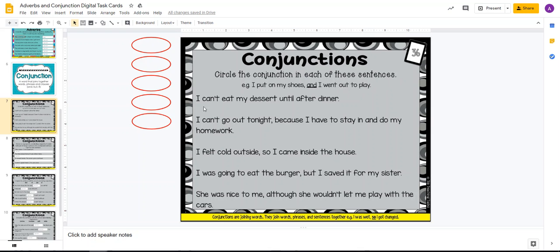So let's look at this first sentence here. I can't eat my dessert until after dinner.